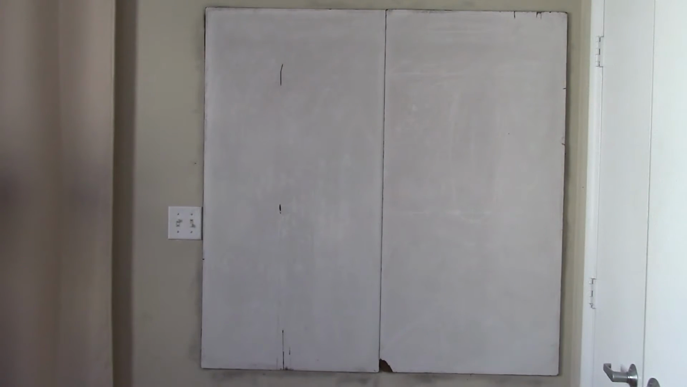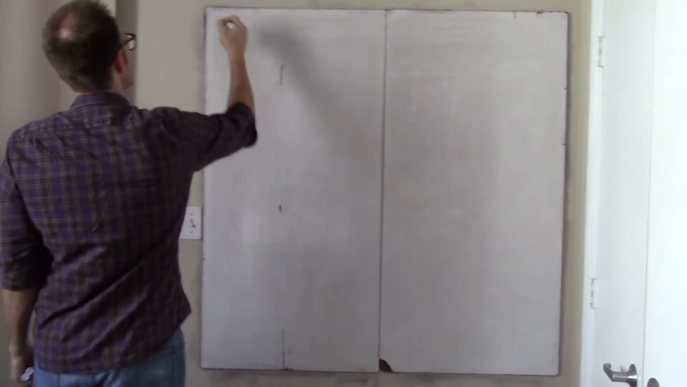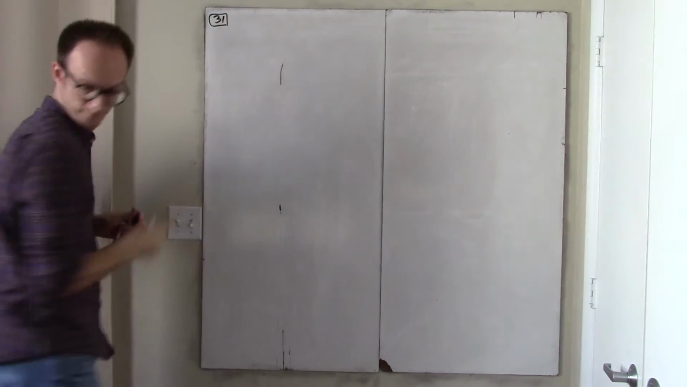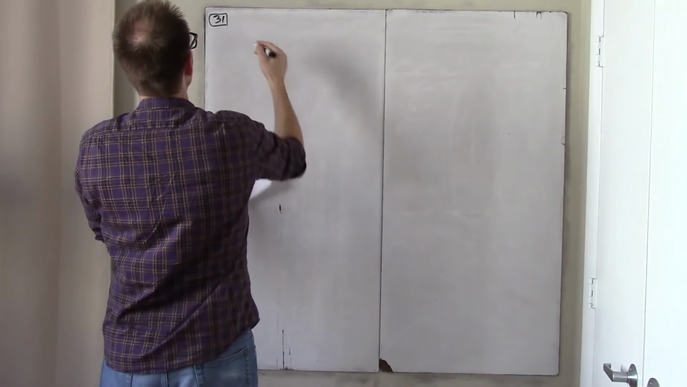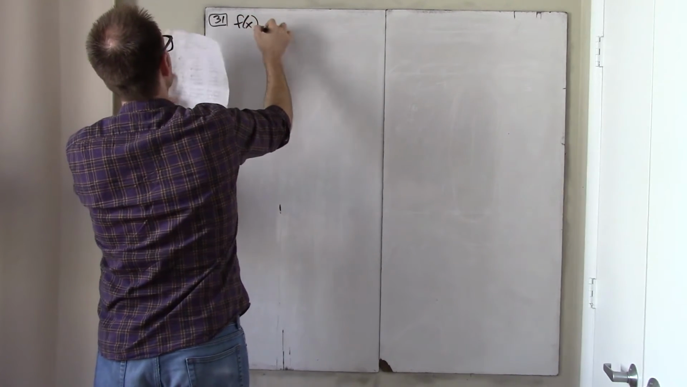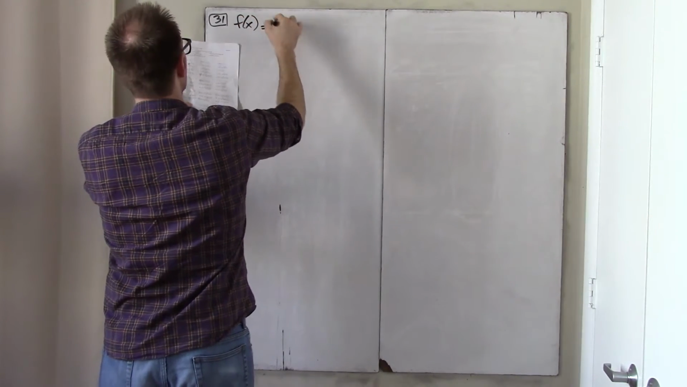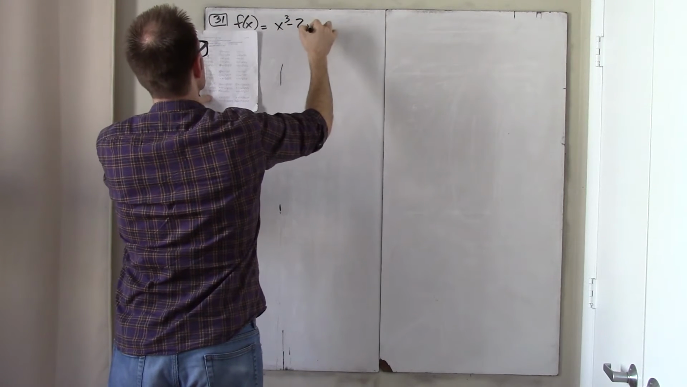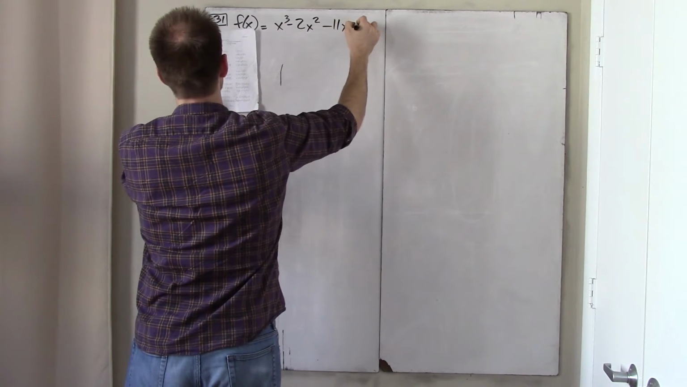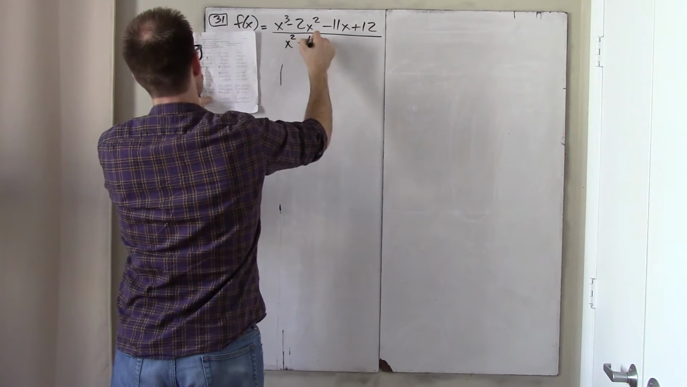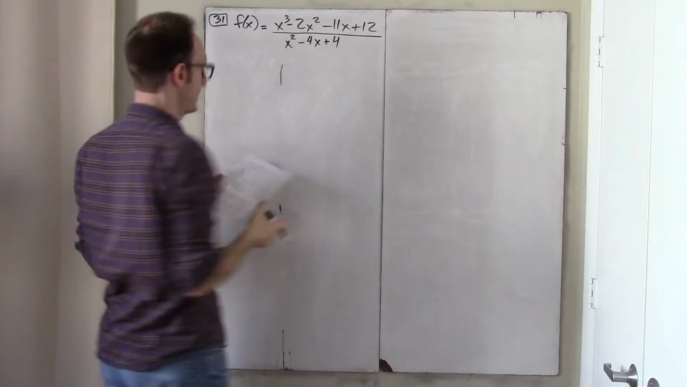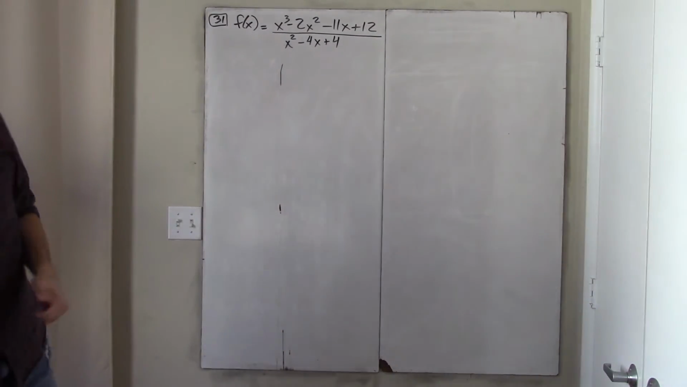They are 31 and 37. Let's go. 31. Well, here we have a function, 31, x cubed minus 2x squared minus 11x plus 12 all over x squared minus 4x plus 4. Okay, this is a great problem. I remember this one also.